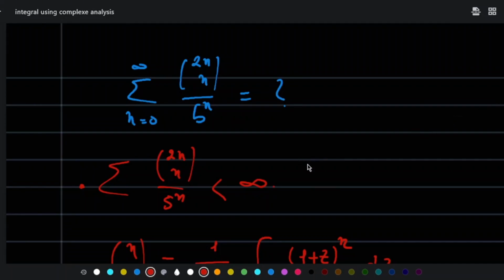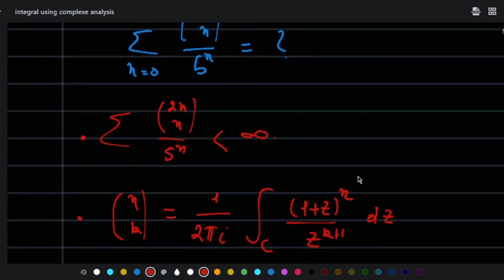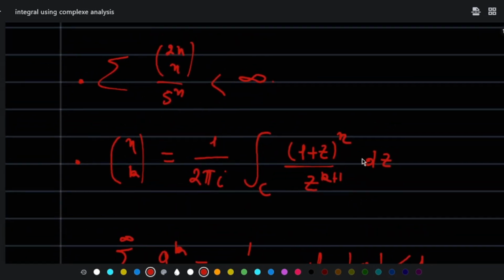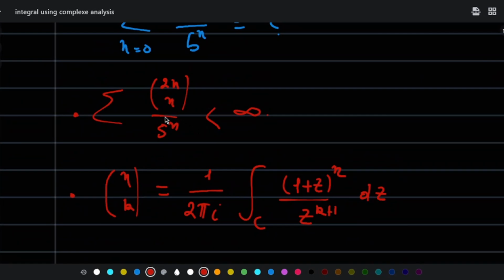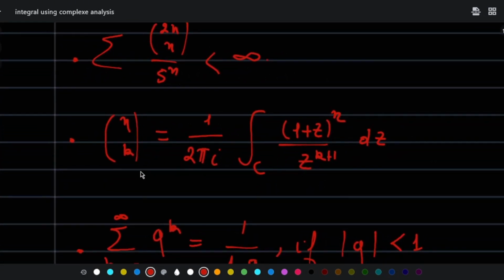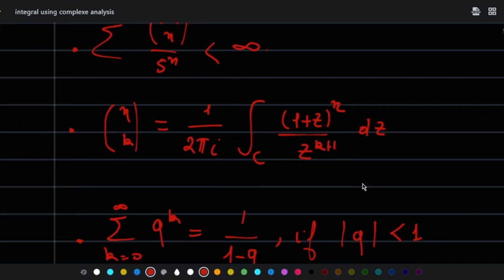Hello, today I will evaluate this series using complex analysis. So I will need three things. The first thing is that the series converges. The second thing is that n choose k is equal to 1 over 2 pi i, the integral over the unit circle of (1 plus z) to the n over z to the k plus 1 dz.